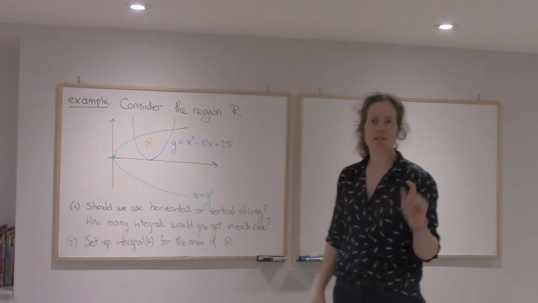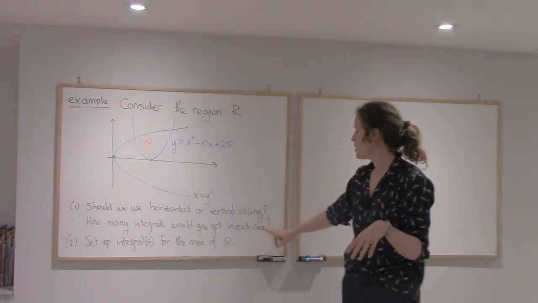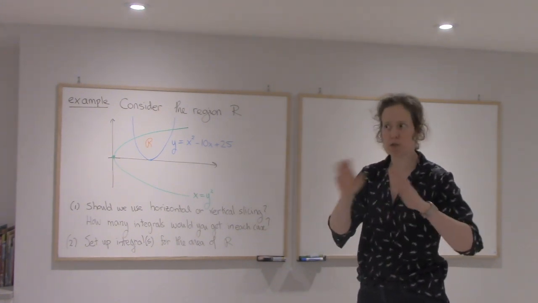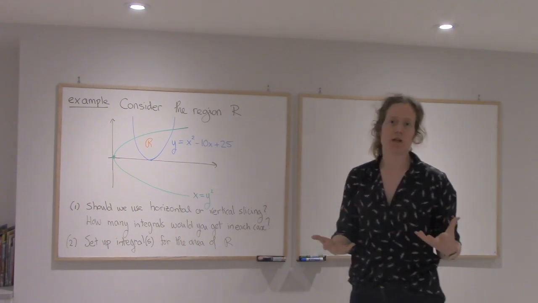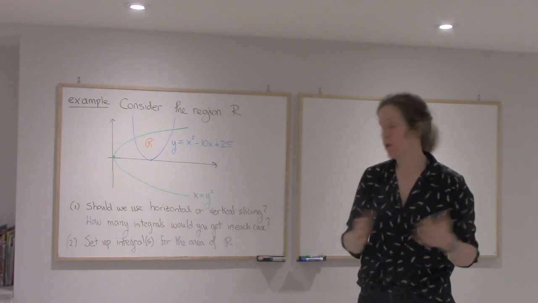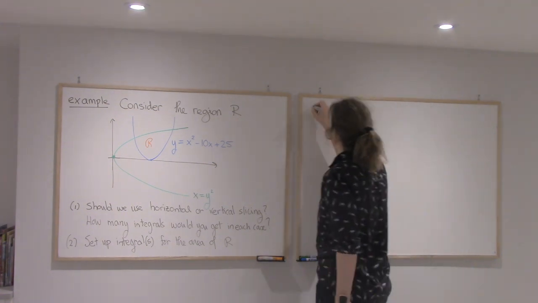We're first asked to figure out whether we should use horizontal or vertical slicing. We are asked more specifically how many integrals we will get in each case, and then I'm asked to set up an integral for the area of R, whichever way I want. Alright, so let's start with the first part.